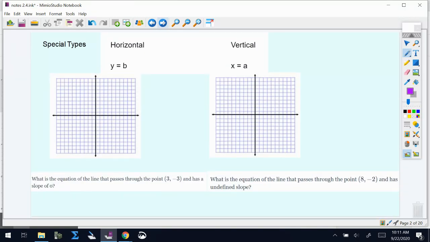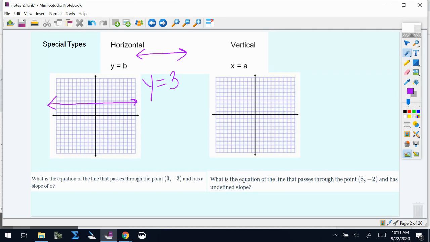So we're going to start with our special types before we get into some of the more complicated forms. So we have 2 special types of lines, horizontal and vertical. Horizontal meaning running side to side, so this is an example of a horizontal line. The formula for a horizontal line will always be in the form y equals a number. So for example, if it was something like y equals 3, then you would go on your graph up 3 spaces on the y-axis, put a little point there if you'd like, and then you're going to draw a horizontal line at a height of 3.